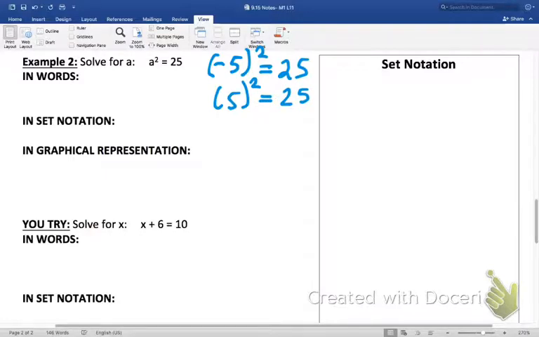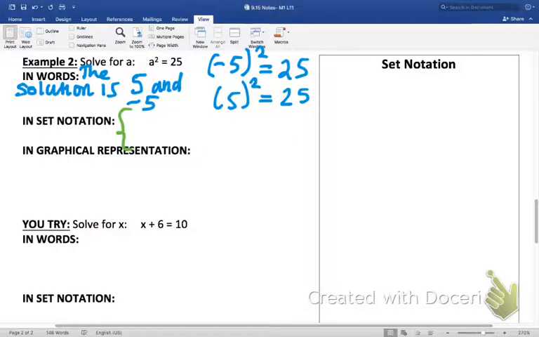So when I express this in words, I'm going to just say the solution is 5 and negative 5. When I express this in set notation, I'm going to use my curly brackets.